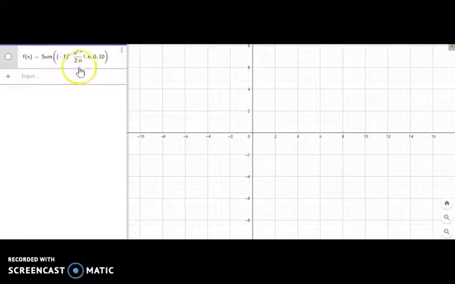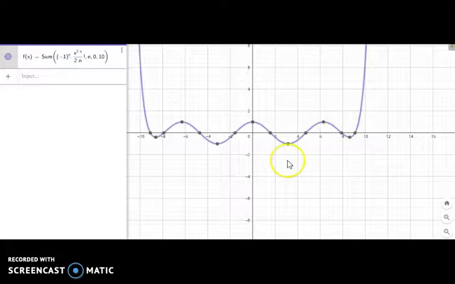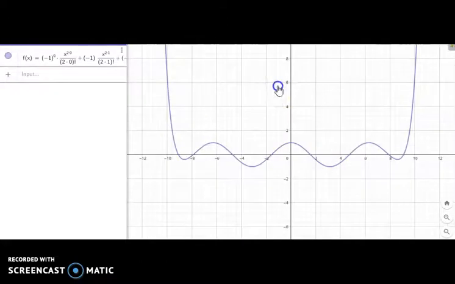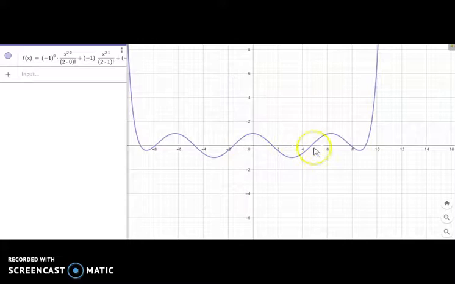Now this is the cos function. This cos function is represented using the Taylor series expansion method, minus 1 power n, x power 2n divided by 2n factorial. So n is changing from 0 to 10. Let's see how this function looks. Yeah, see this. So this is the cos function.